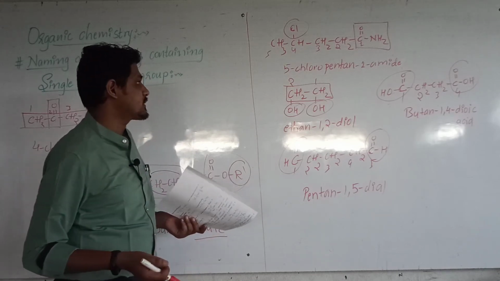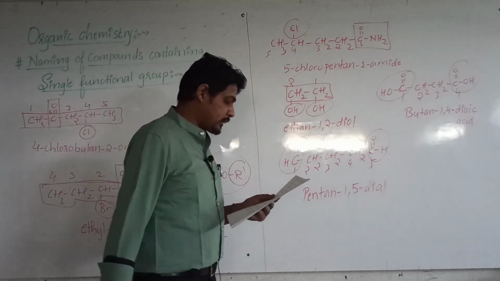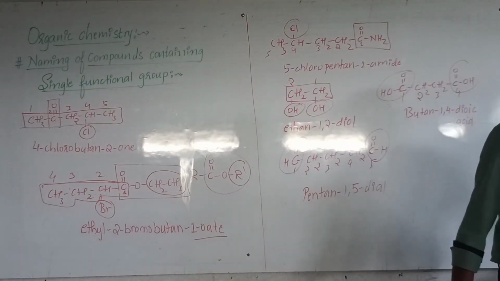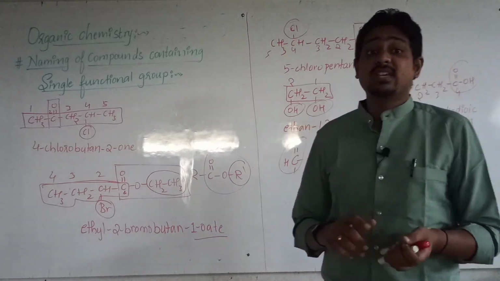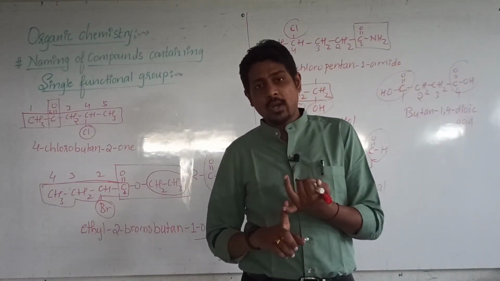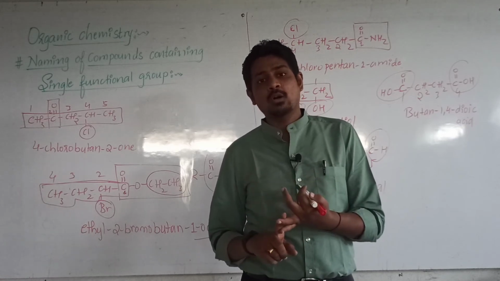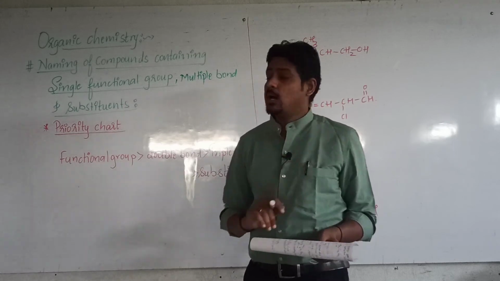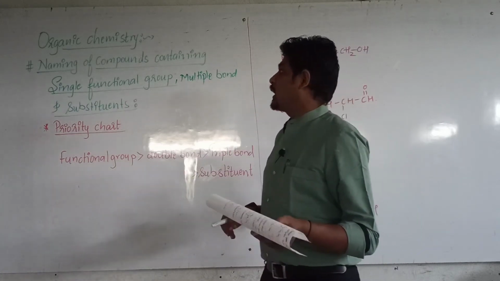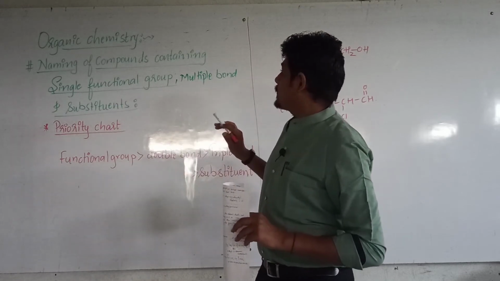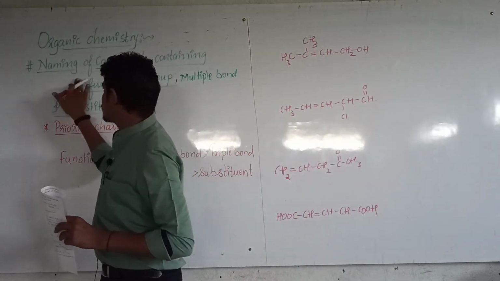Okay, these are examples. Now we will go for compounds containing more than one functional group. First we shall see compounds containing substituents, double bond and triple bond, and then functional groups. Now let us see that part. Okay students, the last part of this session is that we shall learn about naming compounds containing more than a single functional group.